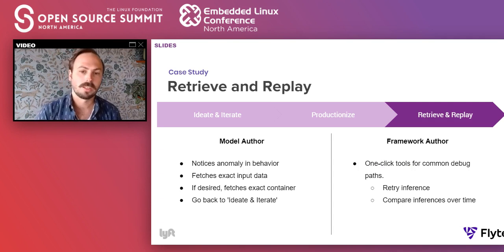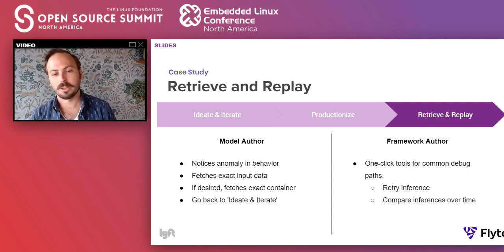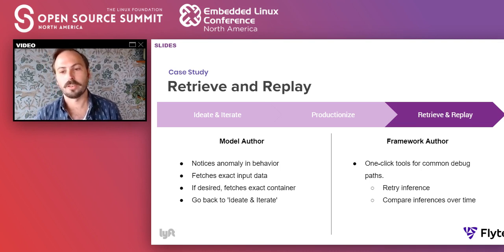Then again, things might have been working nicely in production for a while, but inevitably something will go wrong. There will be an anomaly in behavior. The market will shift. The model will drift. Or we'll just come across an edge case bug. How do we go back and make use of this wealth of data we've gathered over time and re-ideate on this model so we can iterate and correct things? So we want to create a one-click tool for common debug paths. You could retry an inference that had failed in production and see the exact data that comes in. Or if there's drift, we might want to do a batch comparison in an offline manner.